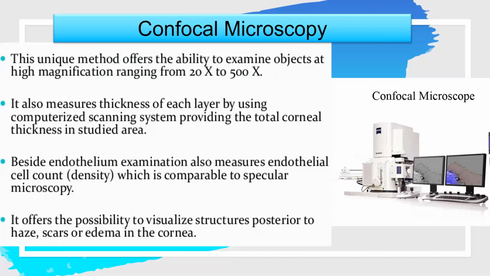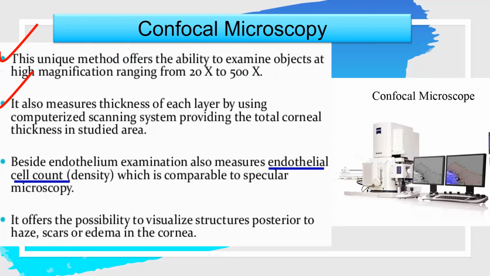I'm sure you all must be familiar with confocal microscopy, at least with the name and what it does. It measures the various layers of the cornea. The precision is so high that you can see all the layers of the cornea, and not just this, it can actually identify the various scars. Suppose you have a patient with corneal dystrophy, it can identify the various levels of opacification.